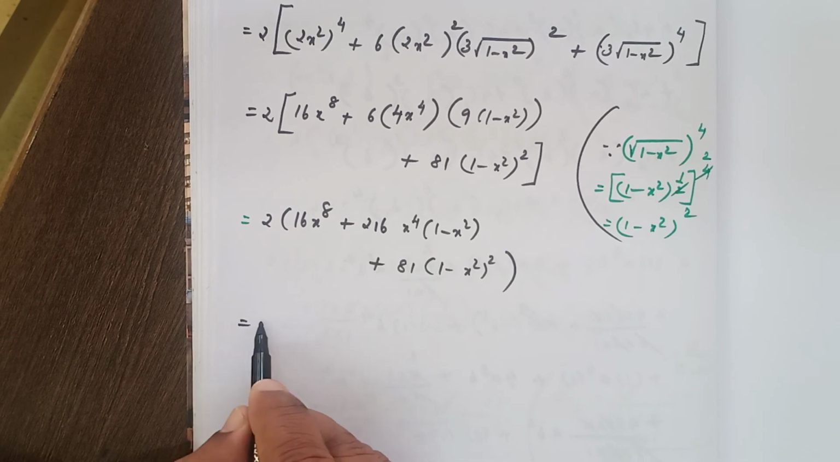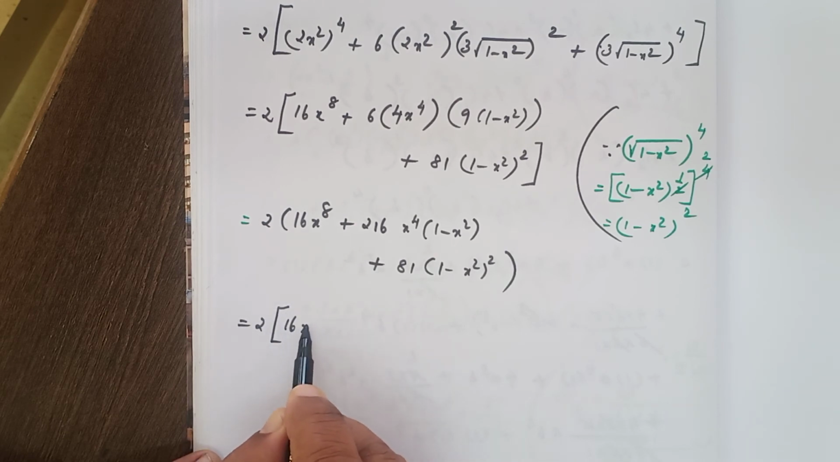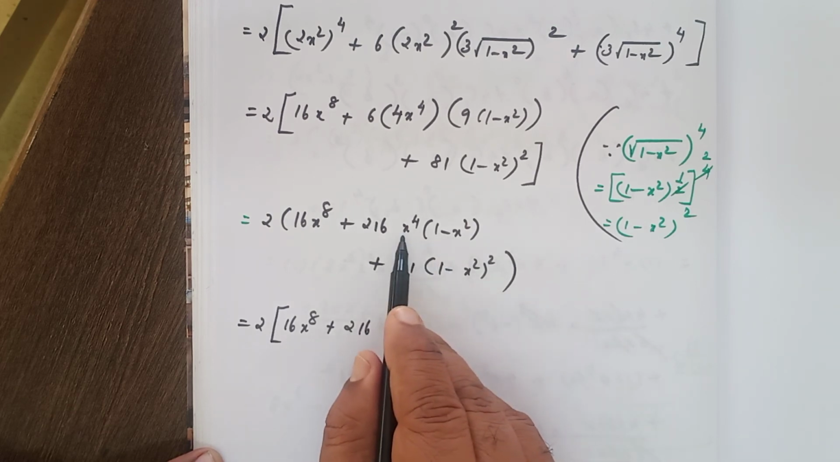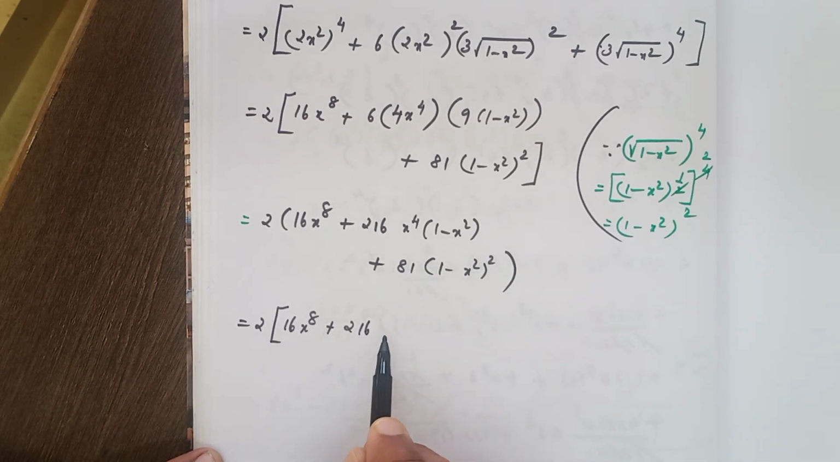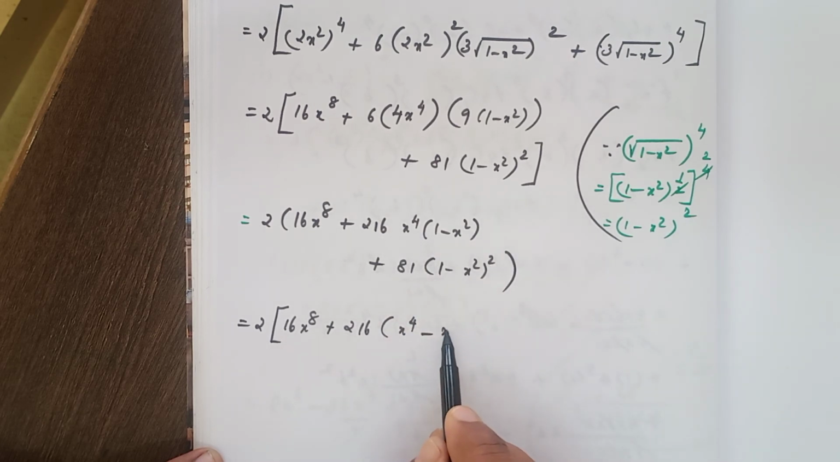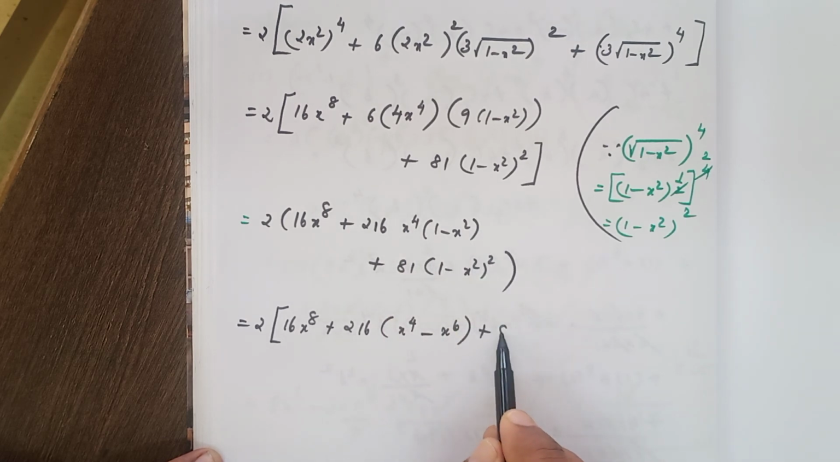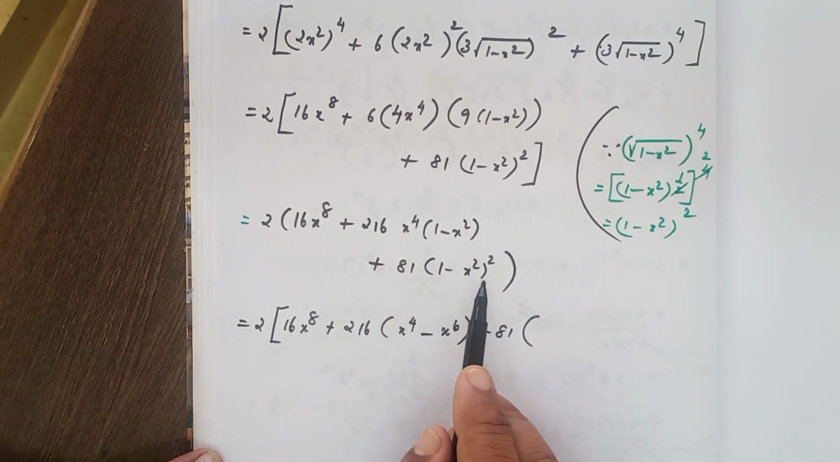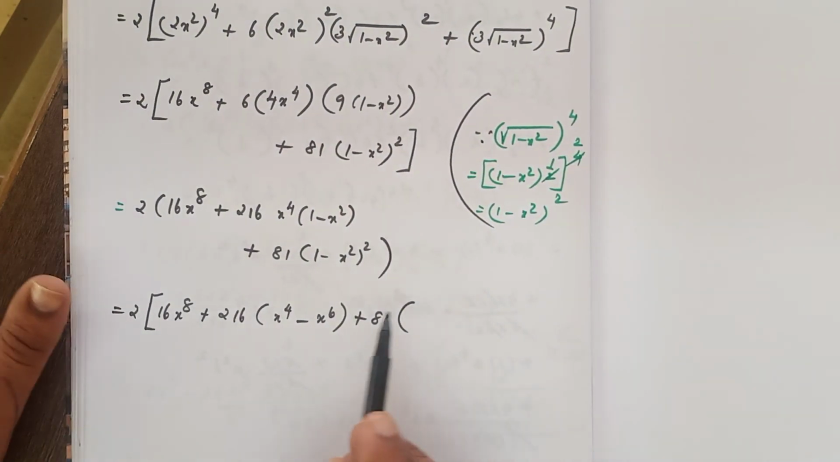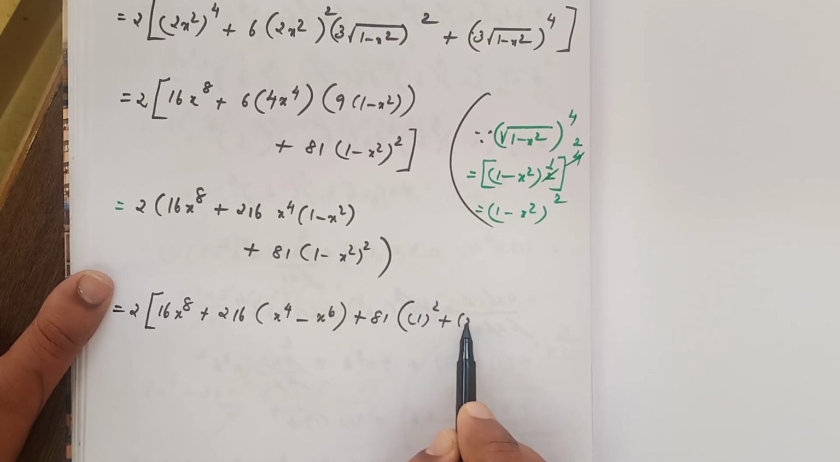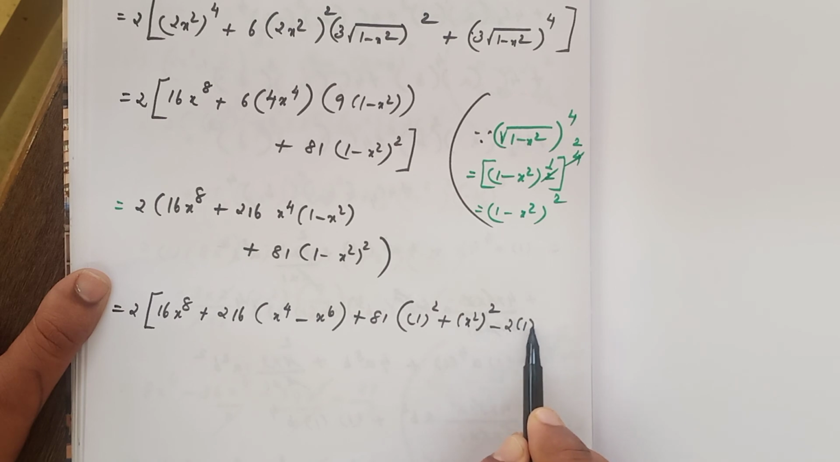That is equal to 2 into 16 x power 8, 216 multiply x power 4 into 1, that is x power 4, minus x power 4 into x squared equal to x power 6. Just add the powers 4 plus 2, that is 6, plus 81 into, here you can apply the a minus b whole square formula. A minus b whole square identity, you know: a squared plus b squared, where a is 1 and b is x squared, the whole square minus 2 into a into b.